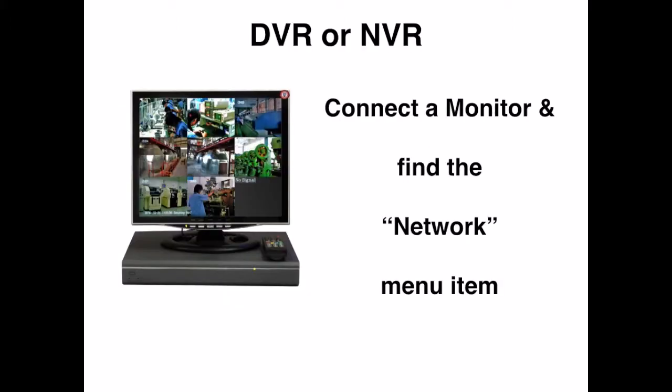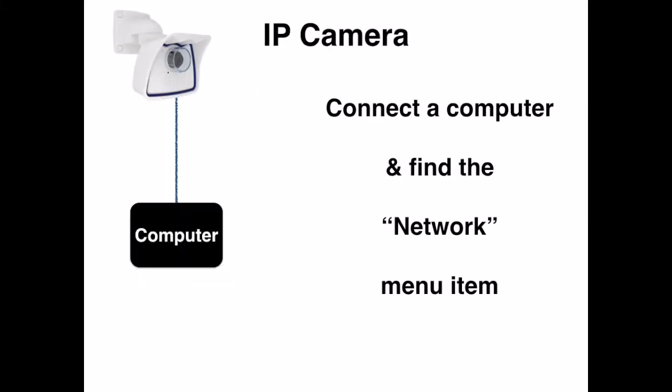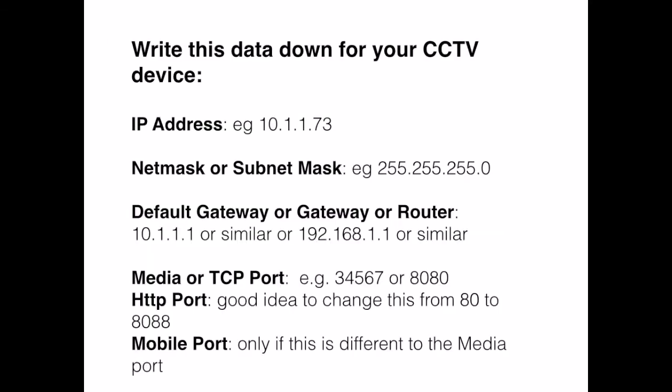So the easiest way to find this info is to connect a monitor to your DVR or your NVR, go into its menu, log in, and find the network menu item, and the data will be there. And an IP camera, same thing. Connect a computer this time and log in and find the network menu item. And here's the data that you need to write down for your CCTV device.